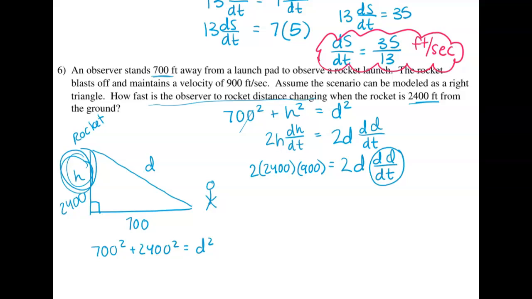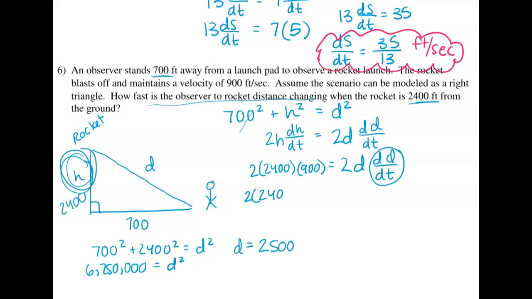Let's see, 700 squared plus 2400 squared. That's 6,250,000. Take the square root of both sides. Our distance d is the square root of that, which is 2,500. You can rewrite one more time.